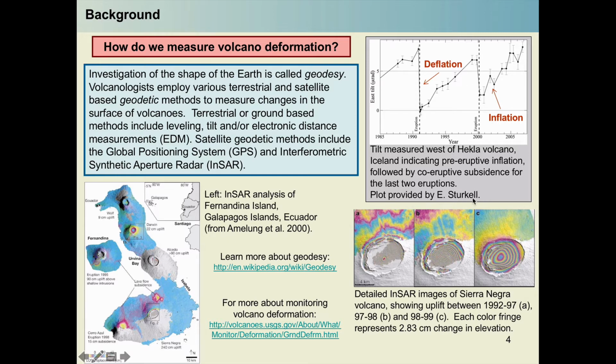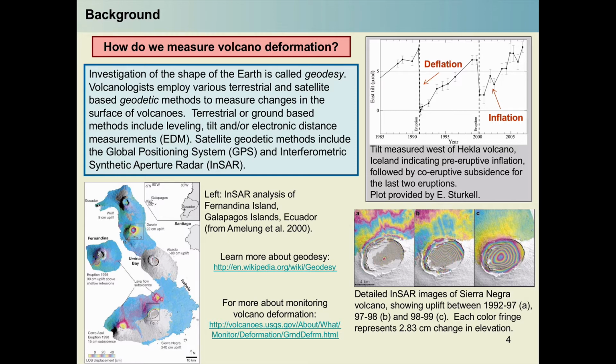So tilt is a really great one. We don't use it a lot in Alaska, but we do have a few remotely operated tilt meters around some of our volcanoes. Tilt is basically just a really fancy level placed on the side of a volcano, and you can measure deformation or surface displacement based upon how much tilt you can observe with time. So Hekla volcano in Iceland had a pre-eruptive inflation event followed by a co-eruptive subsidence for a couple eruptions in the 1985 to 2005 timeframe.